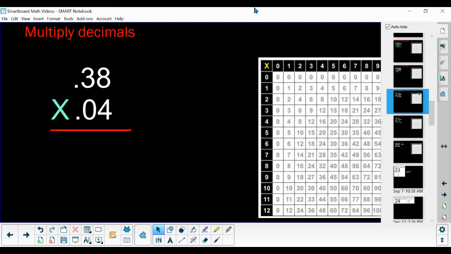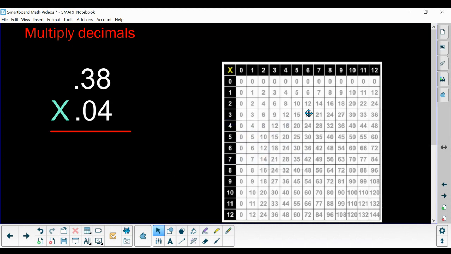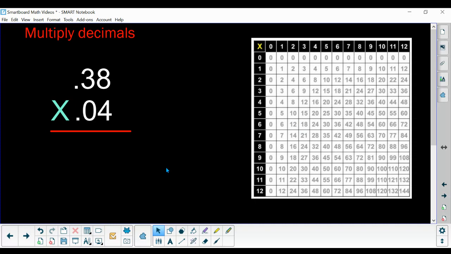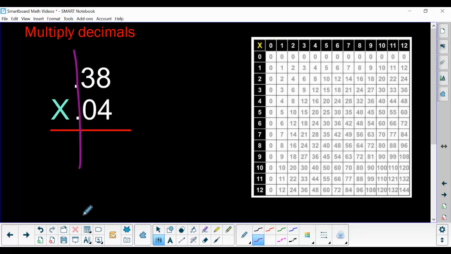So here's a video on how to multiply decimals. And it's pretty much almost the same as multiplying regular numbers, but with an extra step at the end. So we see the decimals here, and if you notice, they are lined up.